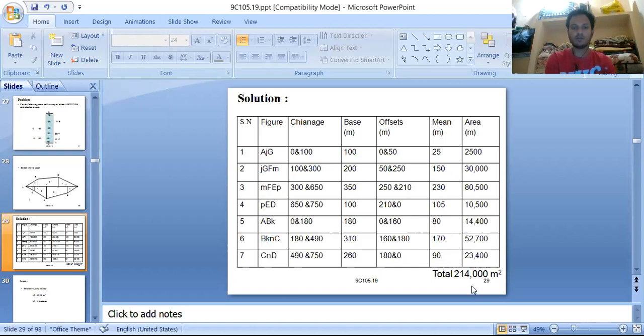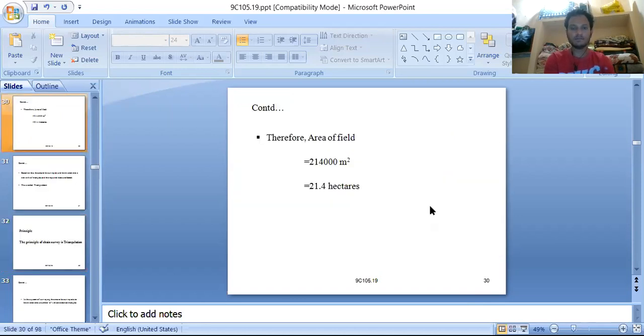The total value is 2,14,000 square meters. In this way, we have to solve for calculating the entire area. The area in terms of square meters is 2,14,000. If you want to convert into hectares, we have to divide it by 10,000. We will get 21.4 hectares.